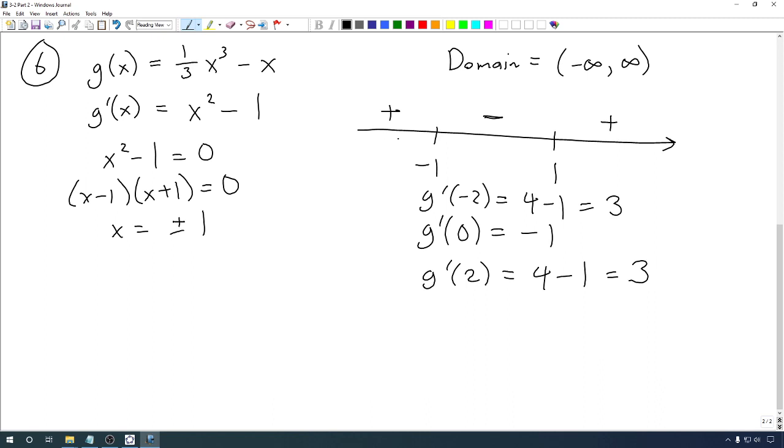So it's increasing here, it's decreasing here, and it's increasing here. So at negative 1, it switches from increasing to decreasing. As you can kind of tell already, we're going to have a relative maximum. It's definitely going to be essentially the top of a hill. At 1, it's going to go from decreasing to increasing, so it's going to be the bottom of a valley. It's a relative minimum.